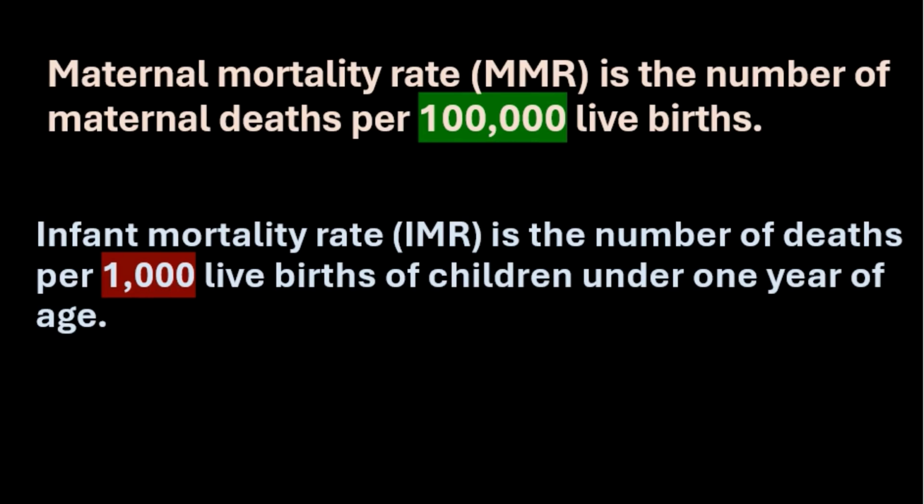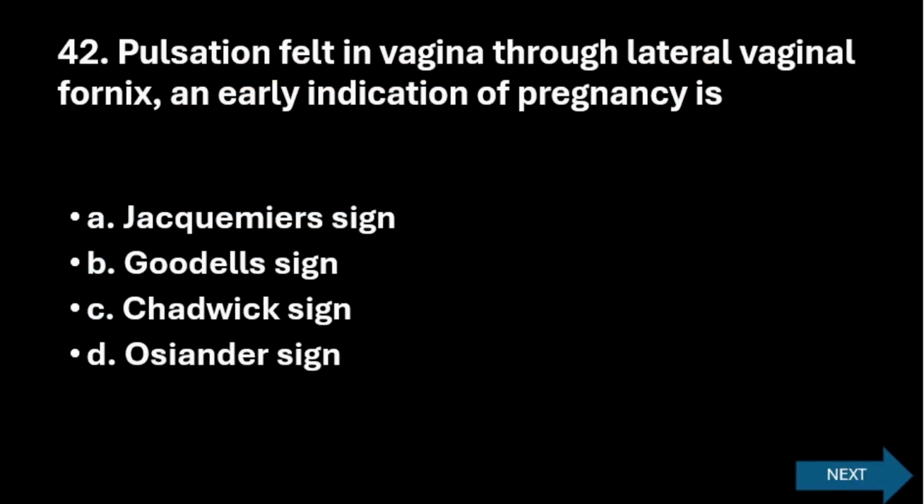Next question. The pulsation felt in the vagina through the lateral vaginal fornix, an early indication of pregnancy, is: option A, Jacquemier sign; option B, Goodell sign; option C, Chadwick sign; option D, Osiander sign. The right option here is option D, Osiander sign.